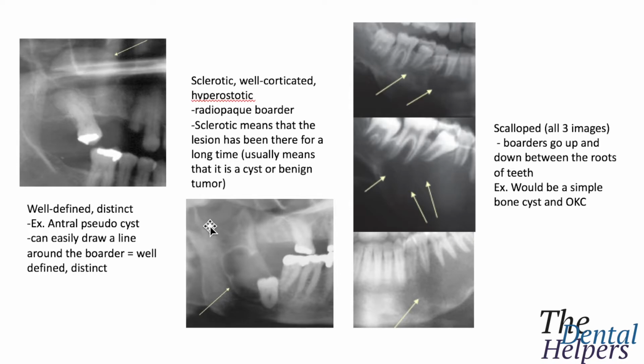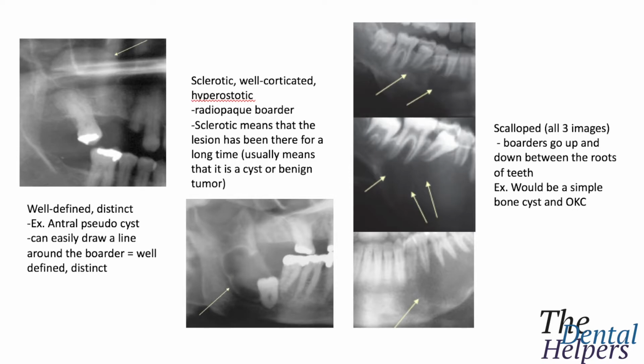The next is going to be a sclerotic, well corticated border. If we look at this border right here, we can see that it's following that same path. It's a radiopaque border. And when we think sclerotic, we have to think it's been around for a long time, meaning that it's a cyst or a benign tumor that's just been hanging out for a long time. So we have this radiopaque border that's forming around it.